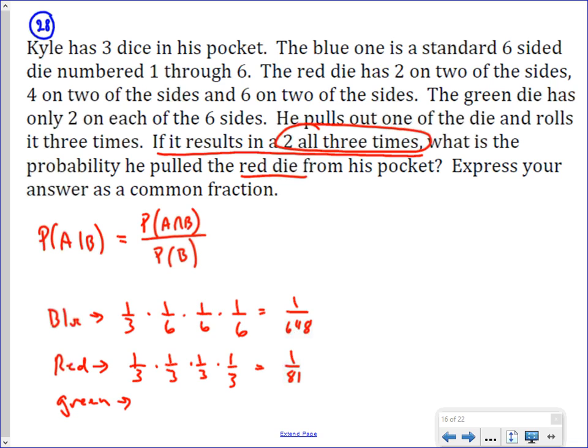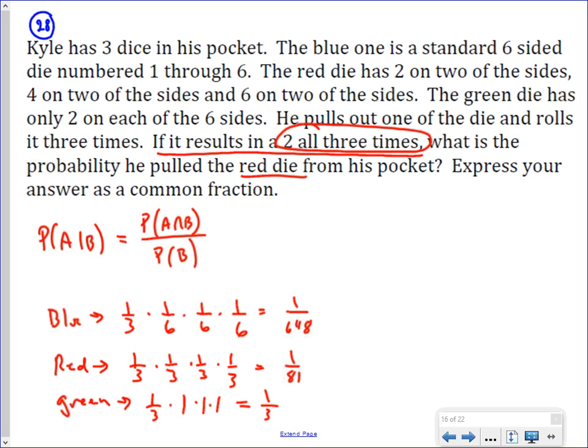it has a 2 on all the sides, so the probability of getting a 2 on all 3 rolls, if the only option is a 2, is a probability of 1 each time, and so that's going to be 1/3. So these are the 3 probabilities of getting a 2 all 3 times. If all I wanted to calculate was the probability of getting a 2 all 3 times, you would add these up. We will take the time to add them up.